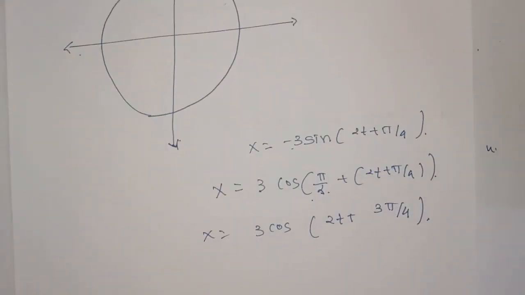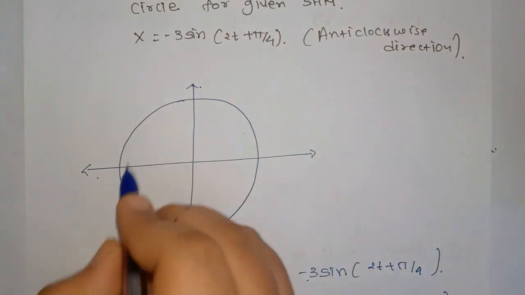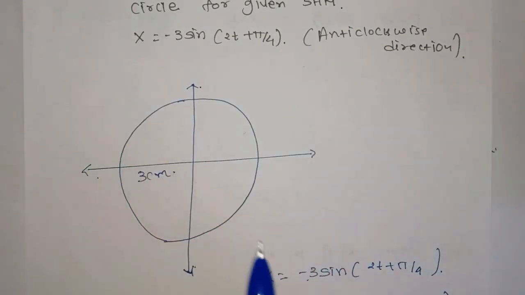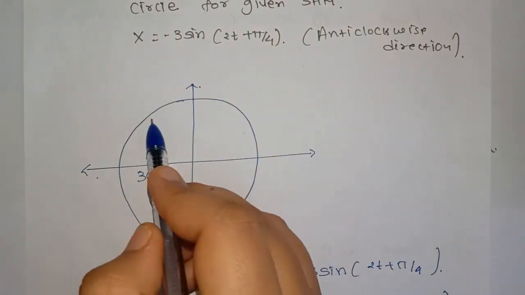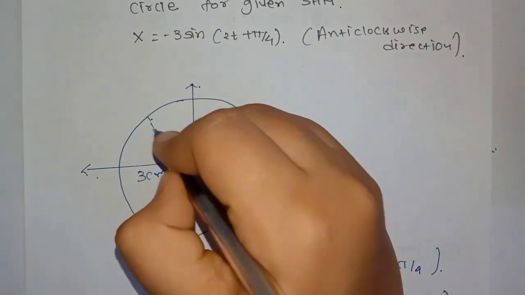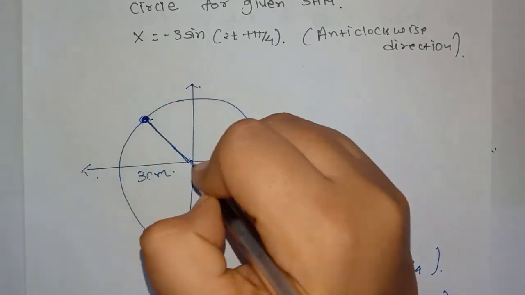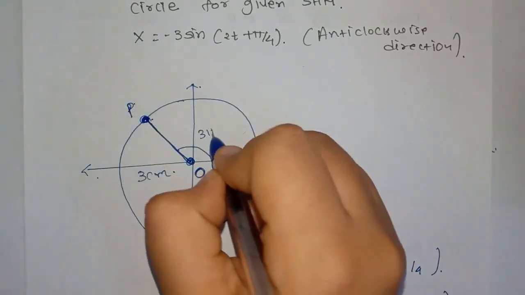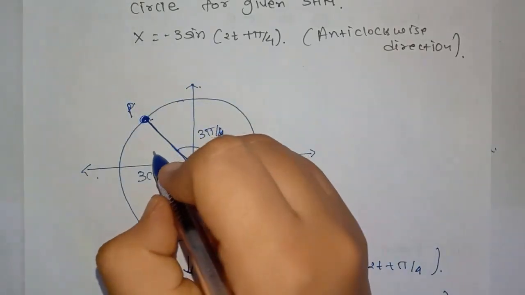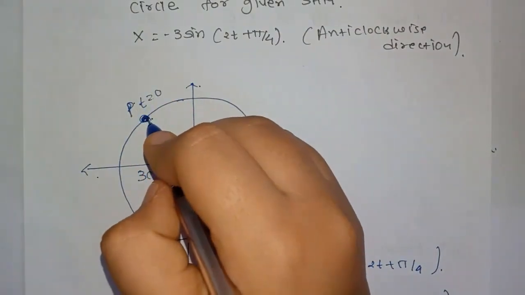So the angle with the x-axis will be 3 pi by 4 and the radius of the circle will be 3 centimeter. The angle is 3 pi by 4, that is pi by 2 plus pi by 4. In this angle, this point is O, this point is P. This angle is 3 pi by 4, this angle will be pi by 4. So at t is equal to 0, the particle will be at this point.